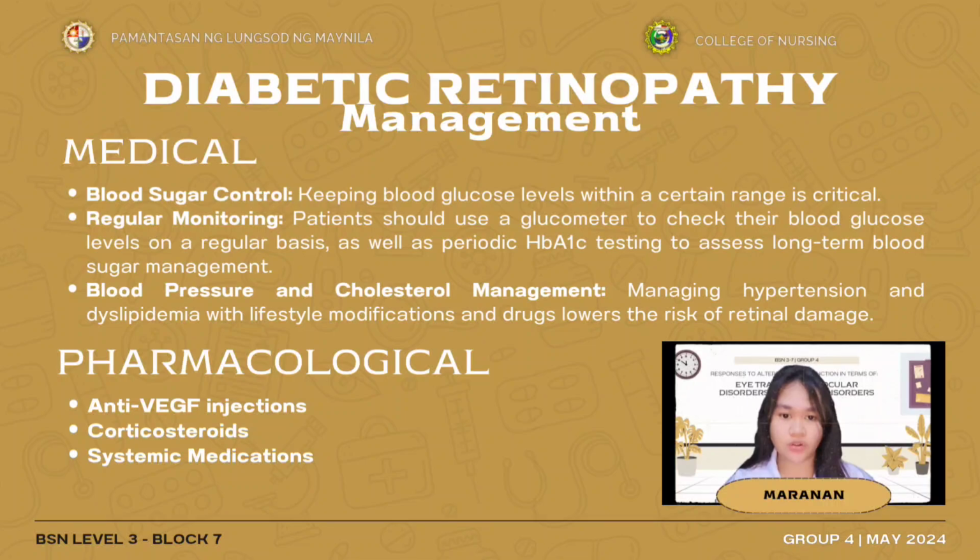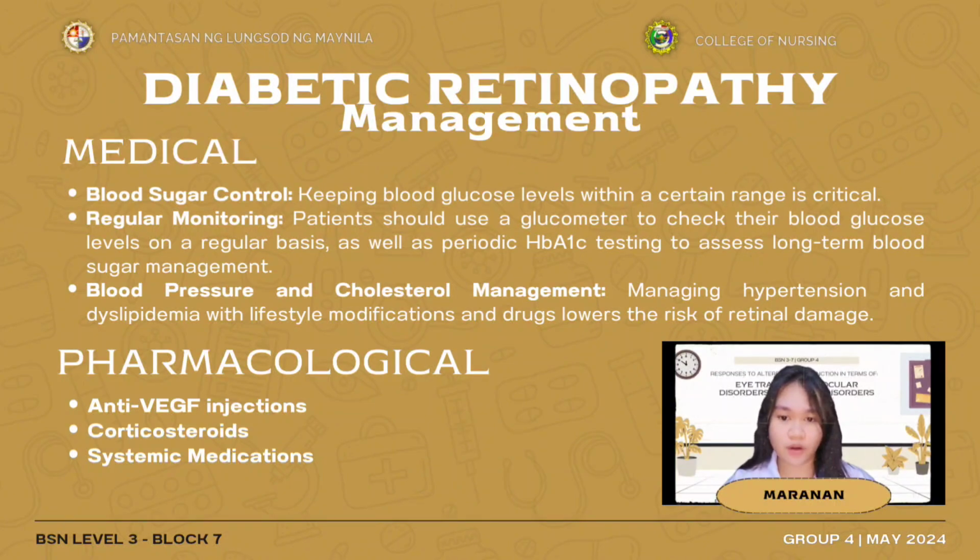We also have regular monitoring. Patients should regularly monitor their blood glucose levels using a glucometer and undergo periodic HbA1c testing to assess long-term blood sugar control. We also have blood pressure and cholesterol management. Controlling hypertension and cholesterol through lifestyle changes and medications reduces the risk of retinal damage.